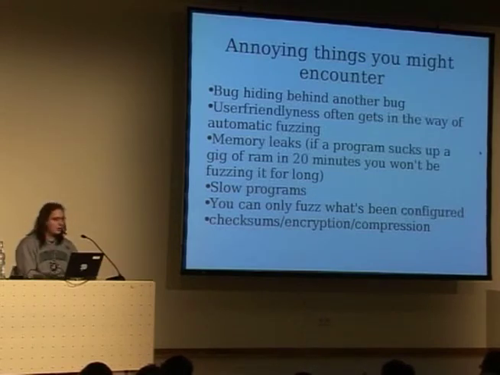And of course, you can only fuzz what's configured. If things haven't been configured, you won't be able to fuzz those code paths, obviously. And then the other thing, which I've talked about before, but which is really annoying when you're fuzzing, is checksums, encryption, compression, all those things. Especially if it's compression or encryption that's not publicly known. It's not an open standard. It's stuff that you have to reverse engineer. That's pure hell.